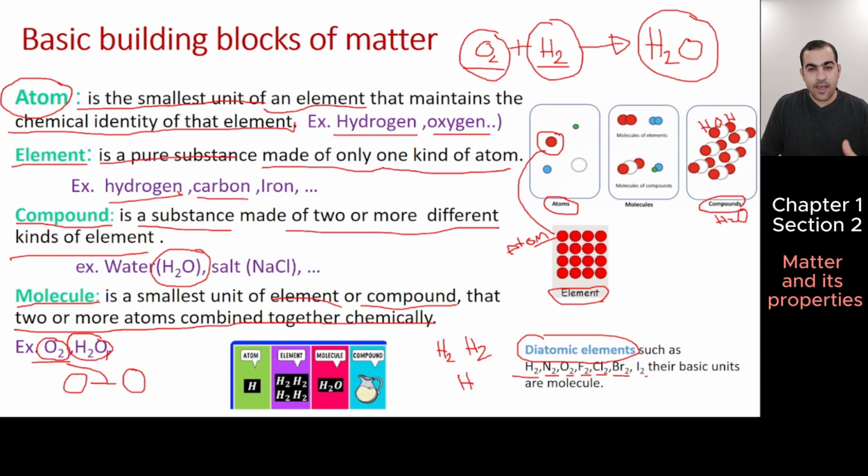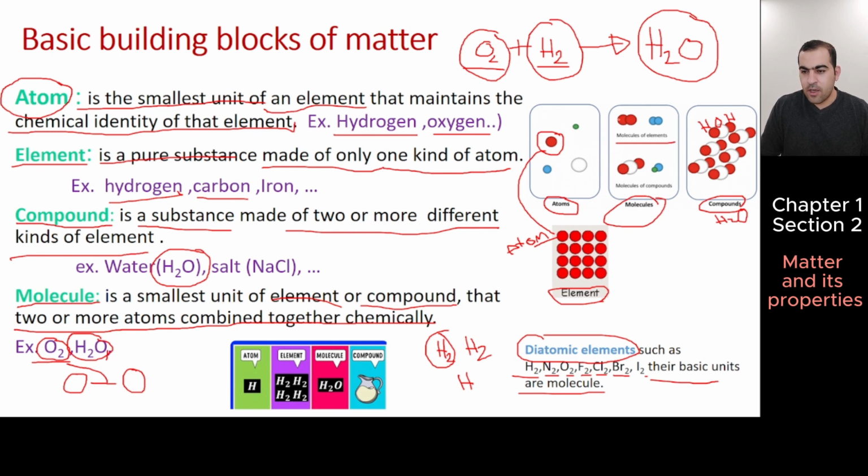So for these elements, their basic units are not atoms, they are molecules, because their atoms are in pairs in nature. So a group of H2 molecules produces what? The hydrogen element.